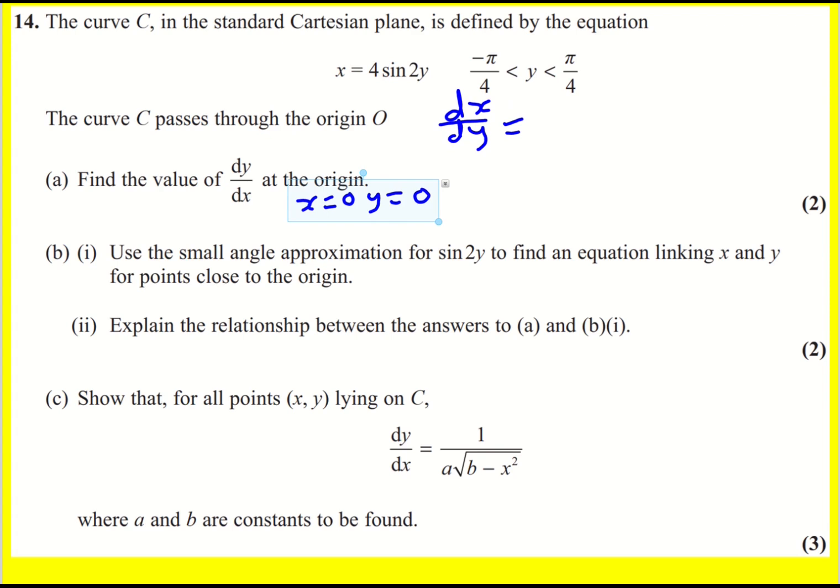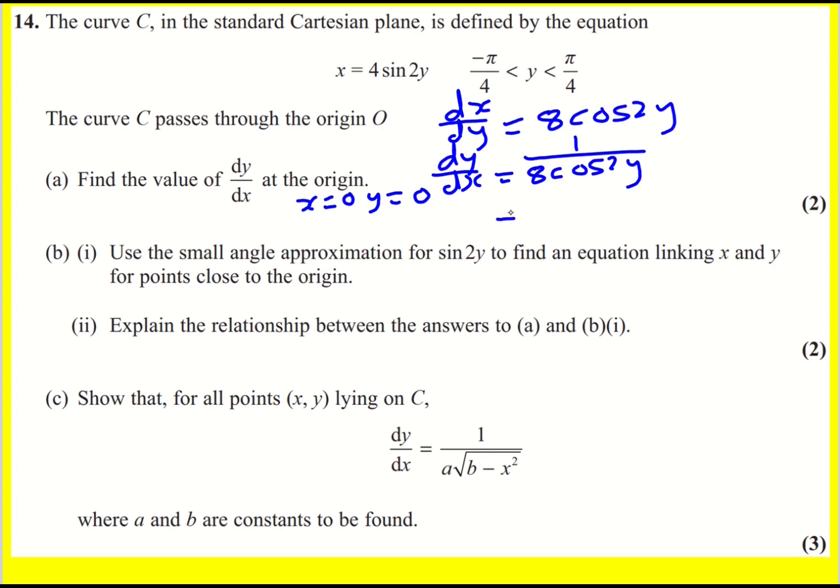And actually, to differentiate inverse sine, you essentially use this method, in fact. So now I just differentiate the right-hand side with respect to y. I use the chain rule. So differentiate sine gives cos, and then times by the derivative of the inside, that's 2. So I'm going to get 8 cos 2y. And that means I could either put the number in now for 0, 0, or I could find dy by dx. Let's do that. dy by dx is therefore going to be 1 over 8 cos 2y.